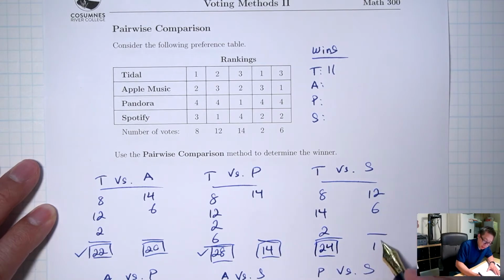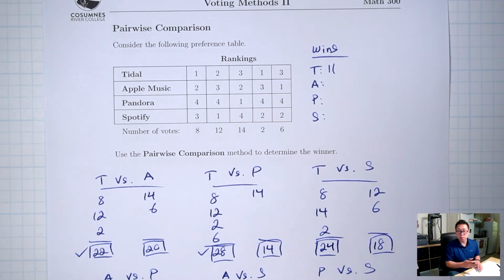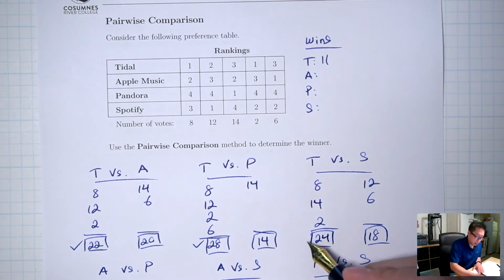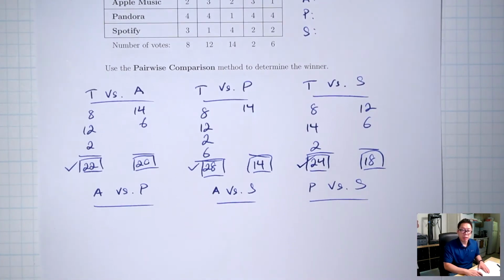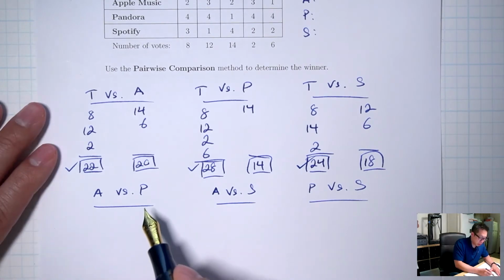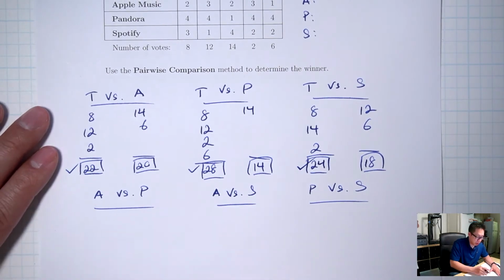12 plus 6 is 18. Okay, Tidal versus Spotify, who wins? That's Tidal, so Tidal gets another win. And then you do the same thing. So A versus P, this is Apple versus Pandora.